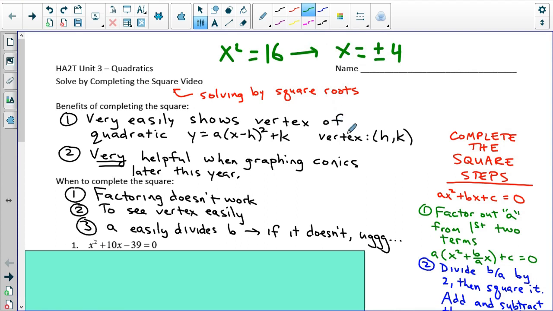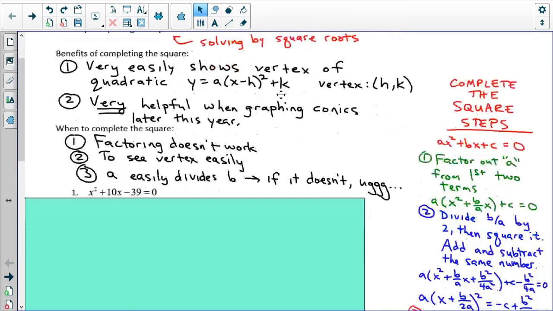It's the same thing, except instead of having an x squared a lot of times, it has an x term with something in parentheses. And so it ends up being a little bit more complicated, but it's pretty much the same deal. The benefits, as we showed earlier, it very easily shows you the vertex of the quadratic. So the vertex would be at h comma k once you complete the square. So if we were in graphing mode, that would be a benefit.